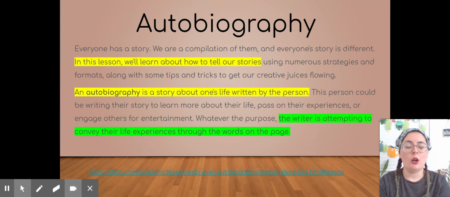Then, also, sorry to mention, that assignment should be completed via Canvas. If it hasn't been completed yet, it needs to be done. Next, we review the definition of an autobiography. The highlighted words are the words that I want the students to focus on. So in this lesson, we'll learn about how to tell our stories. An autobiography is a story about one's life written by the person. The writer is attempting to convey their life experiences through words on the page, and that's exactly what we've been working on.